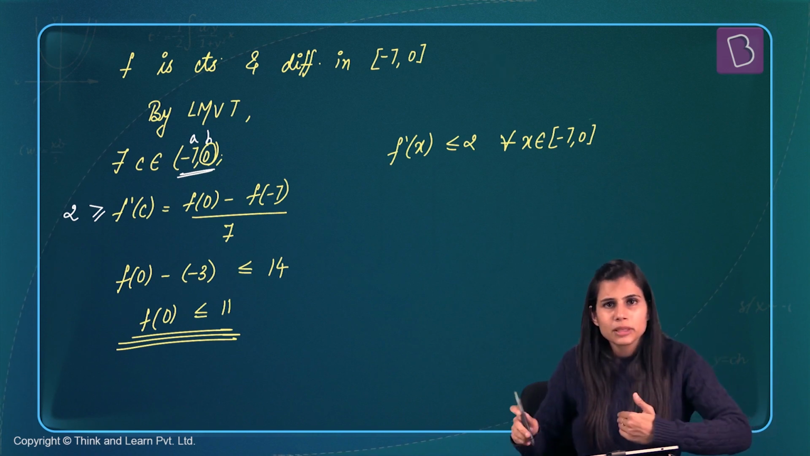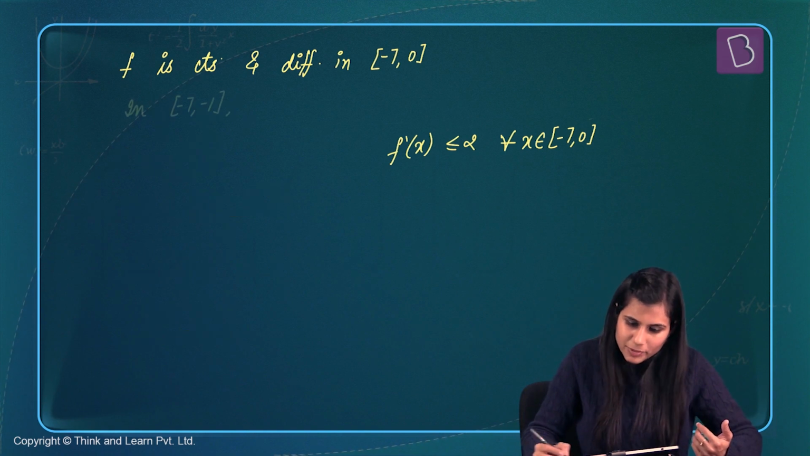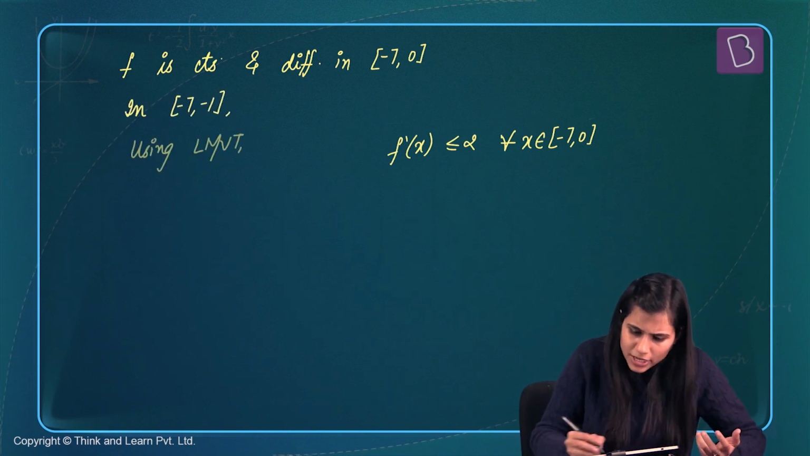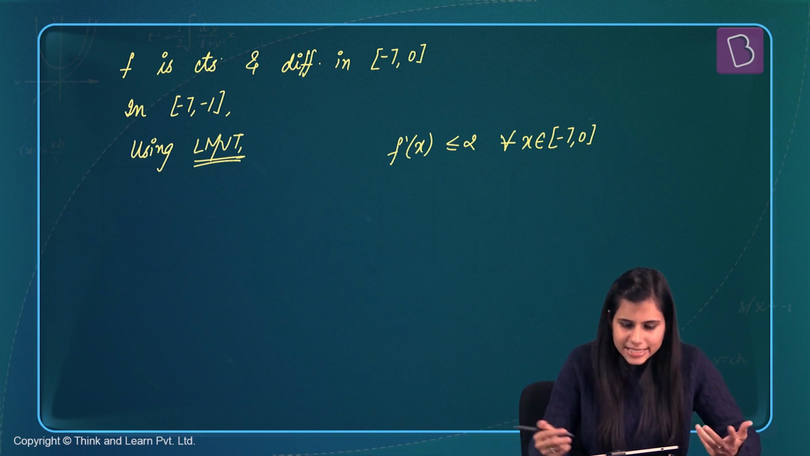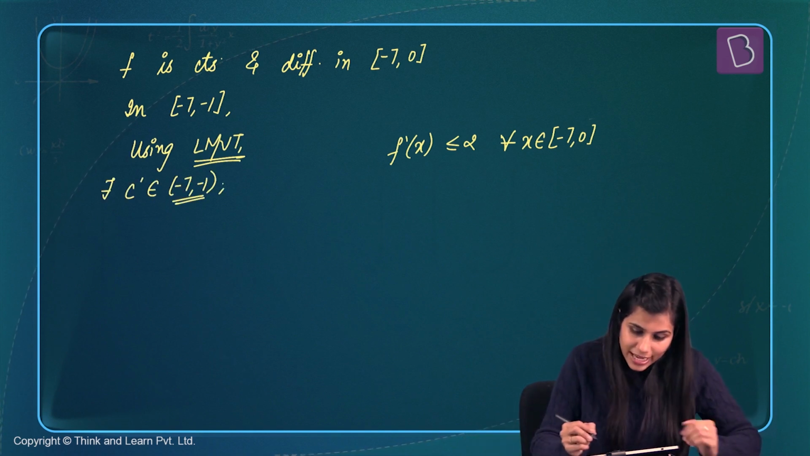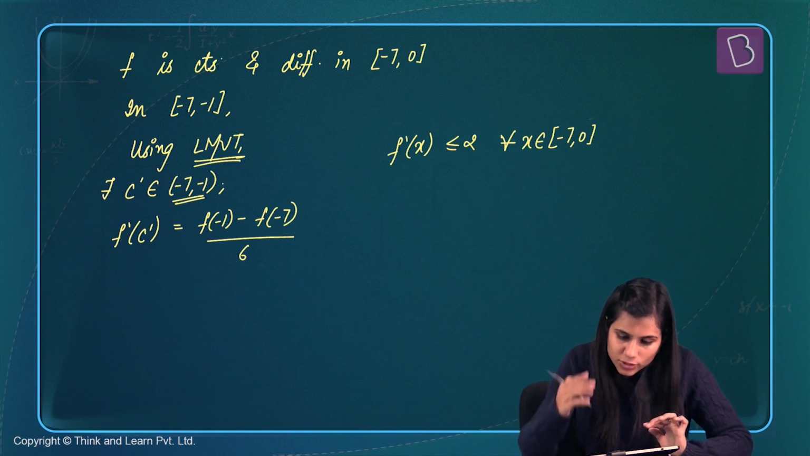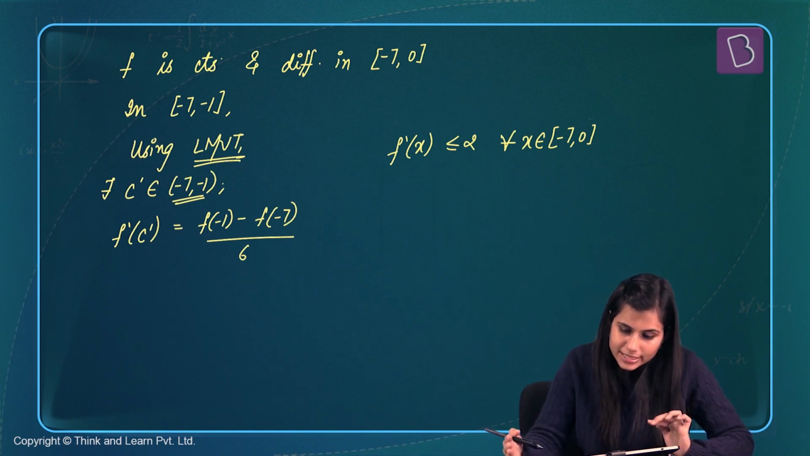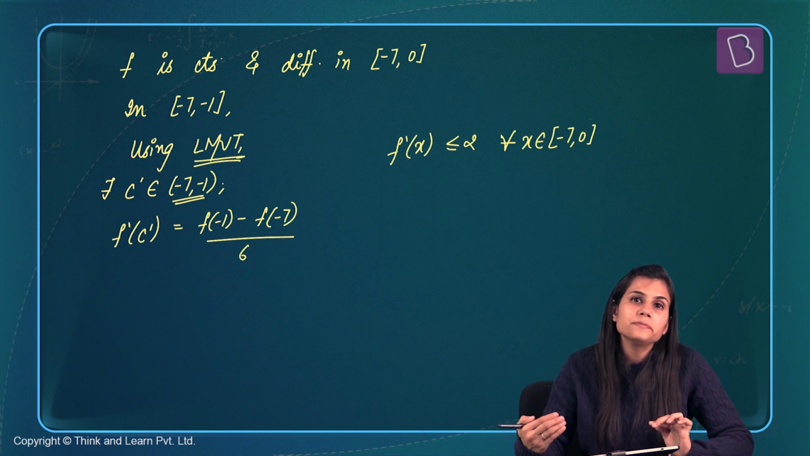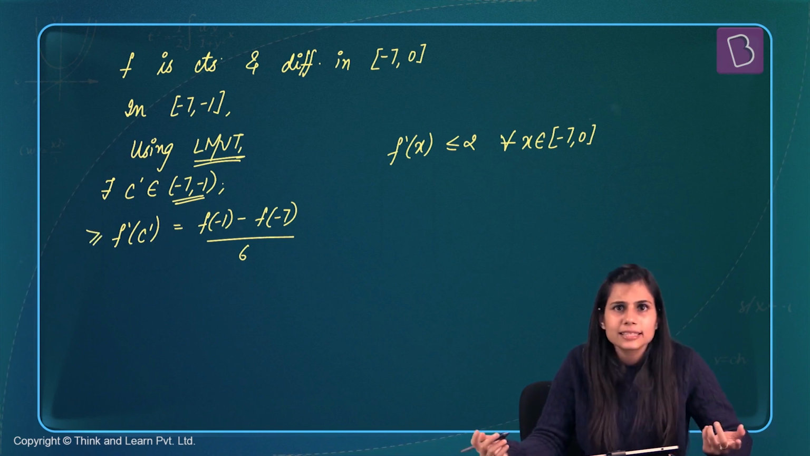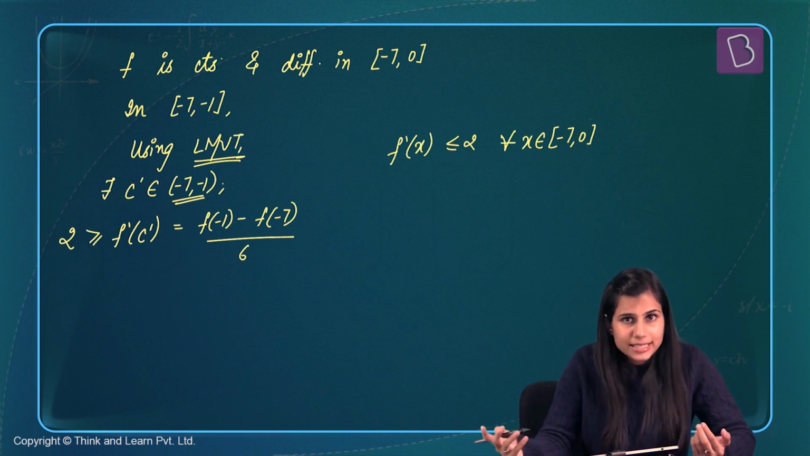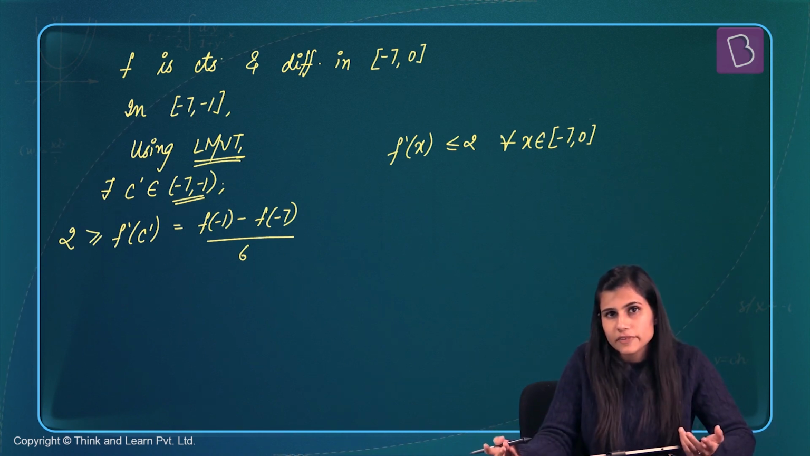So the exact same thing I'm going to replicate in that interval, which is the minus 7 to minus 1 closed interval. So in here, when I apply my LMVT, again, there will exist some c dash in this interval such that f dash of c dash is equal to f of minus 1 minus f of minus 7 upon minus 1 minus minus 7. That means 7 minus 1, that means 6. Again, the same thing, f dash of c dash will be less than or equal to 2, isn't it, according to what is given in the question?